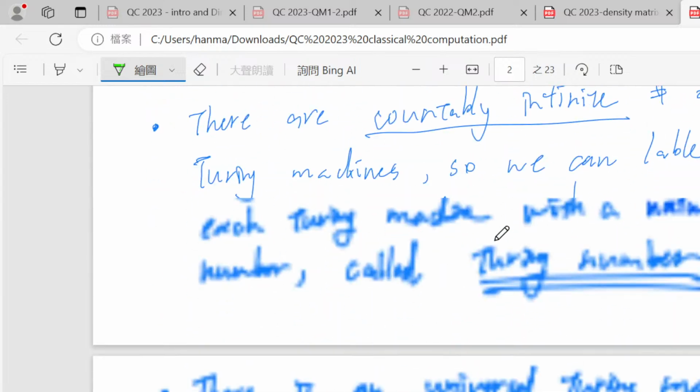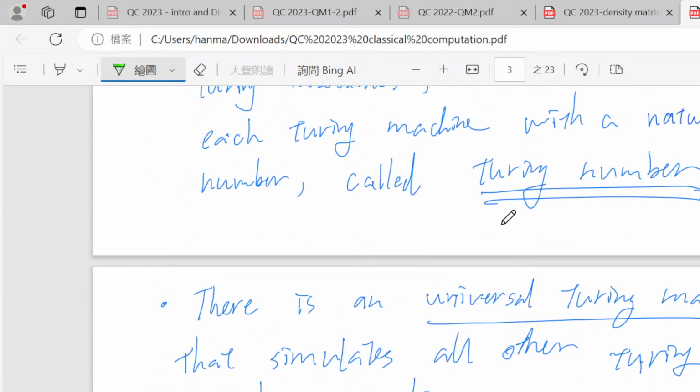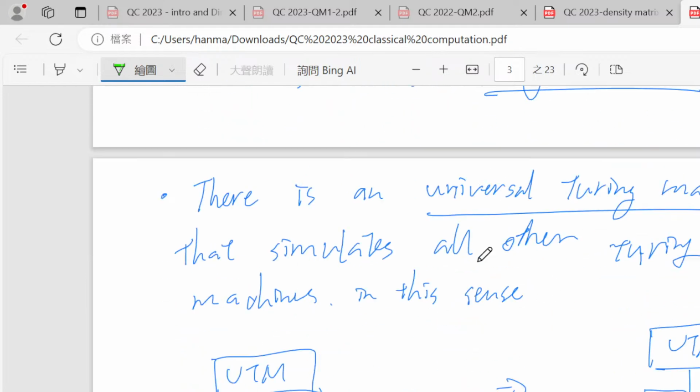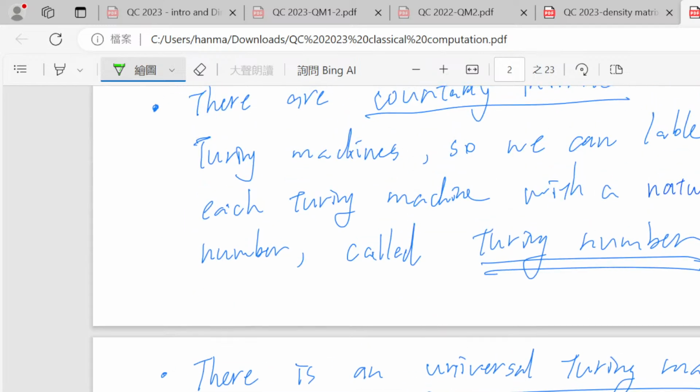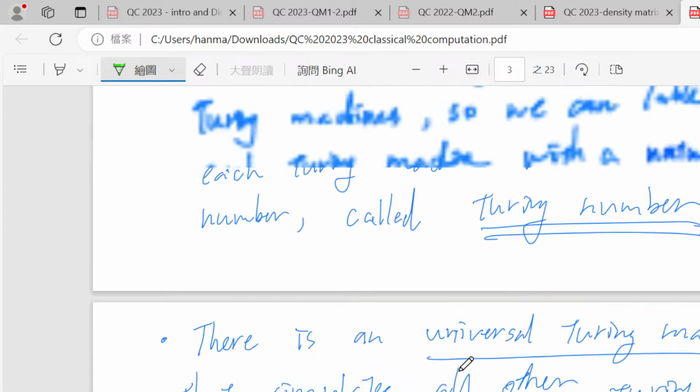And then there is something more like a computer program we can do on a Turing machine, and that's the universal Turing machine. It's a finite size Turing machine that can do everything other Turing machines do. So it's pretty funny.